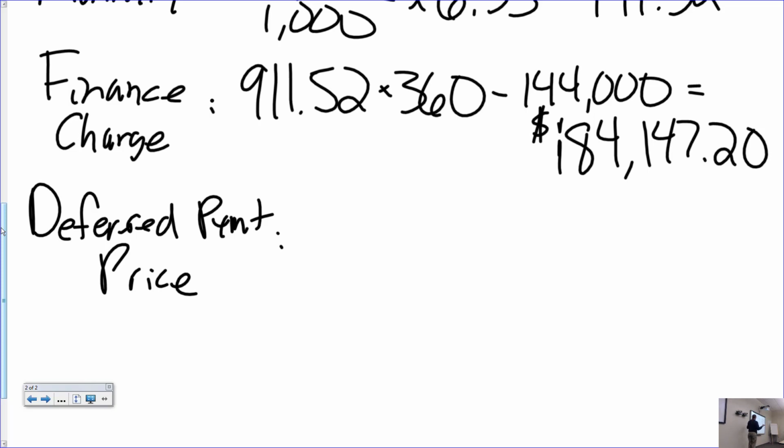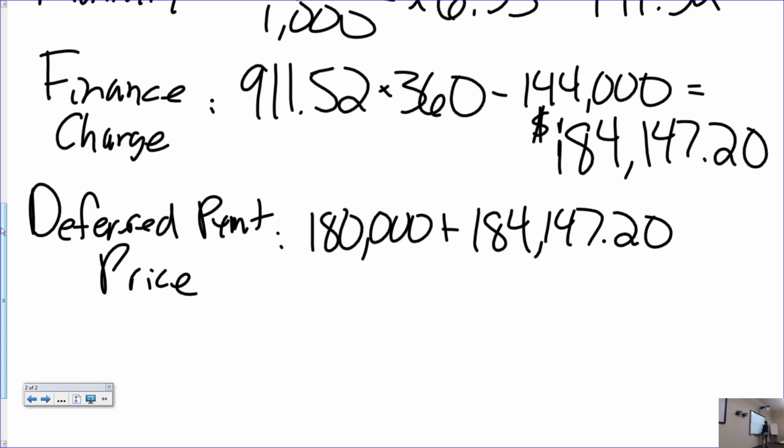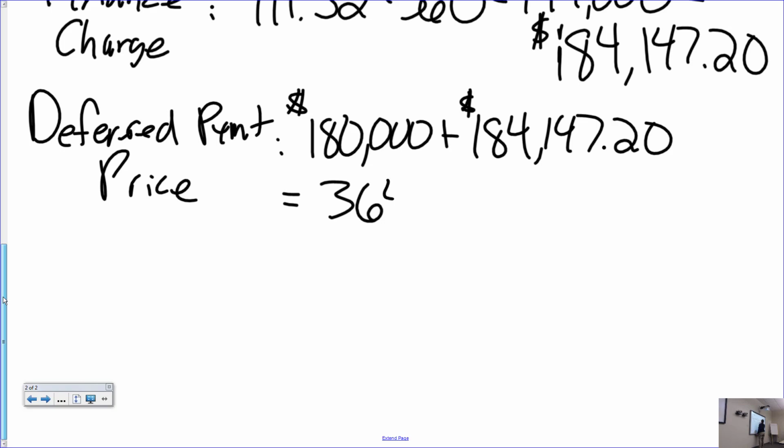What's the easy way? Total of all monthly payments plus the down payment. That's the hard way. What's the easy way? The price plus finance charge, right? Because you're buying the house for $180,000. What's the extra? That's the interest, right? So there's your interest. It's the finance charge. $180,000 plus $184,147.20. That's how much you really pay for your house.